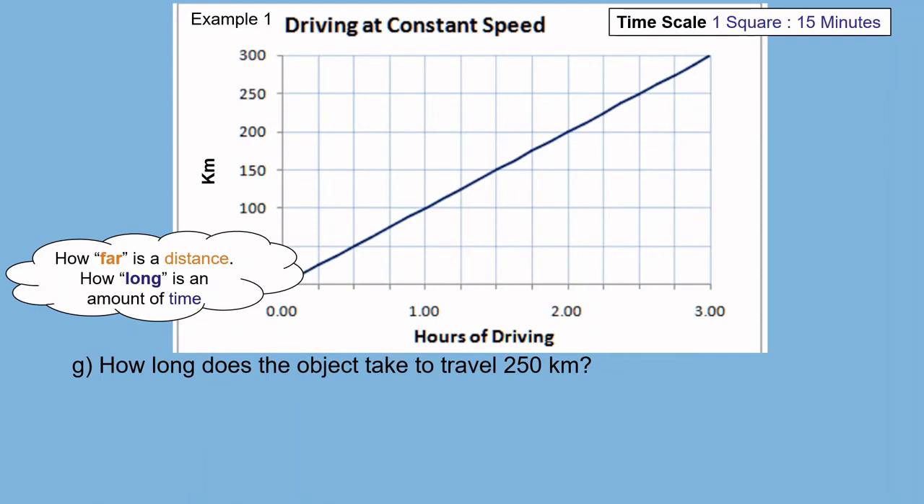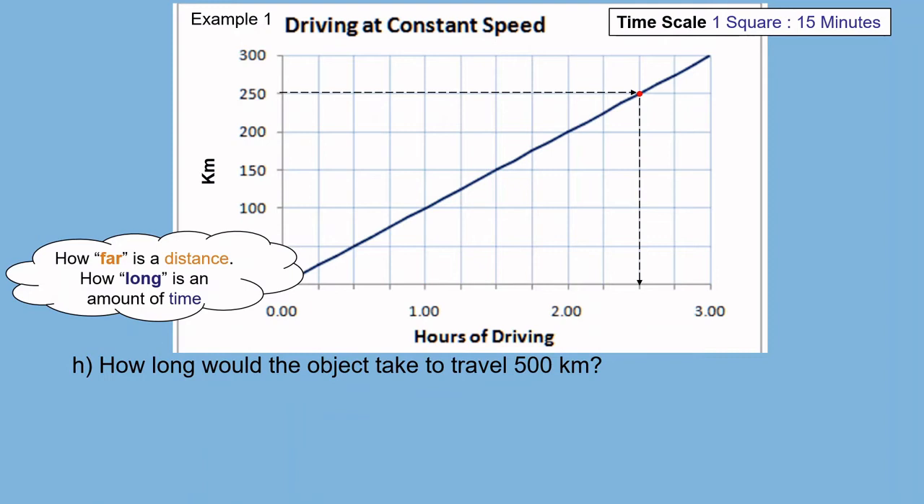For this particular question, we can again just read it directly off the graph, because 250 kilometers is up here on the distance axis, and I'll follow that across till I see my point on the travel graph, and I'll follow that point downwards to my time axis, and I see it's here between 2 hours and 3 hours. Following that scale that we talked about before, I know that there's 4 squares between each hour. So each square is worth 1/4 of an hour, which is 15 minutes. So that's 2 hours and 15 minutes, 2 hours and 30 minutes. It's going to take 2 hours and 30 minutes to travel 250 kilometers.